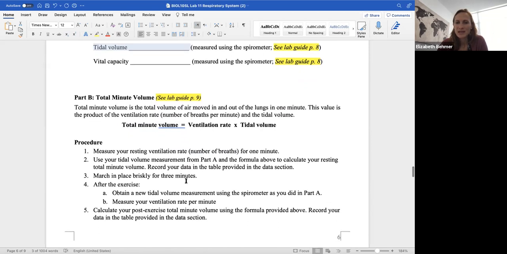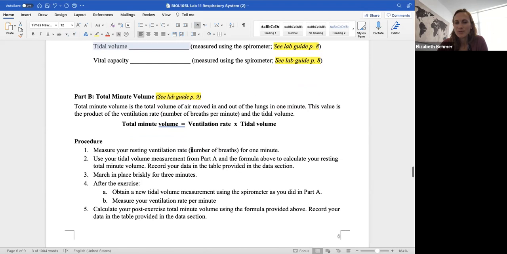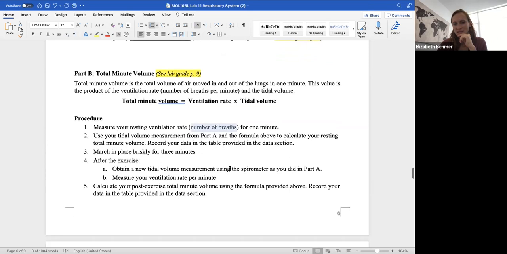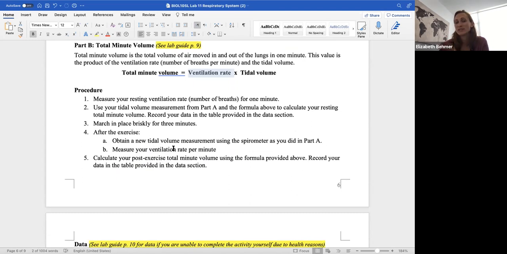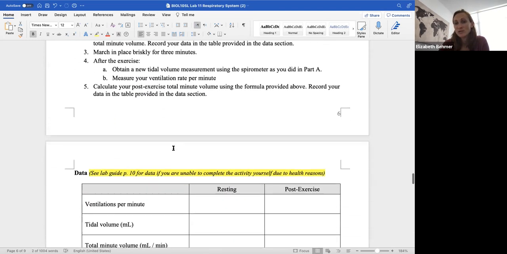You'll record your data in the table provided, and ventilation rate is the number of breaths per 1 minute. In and out is 1 breath, and you'll count that for 1 minute. You'll march briskly in place for 3 minutes. You'll obtain a new tidal volume measurement using the spirometry as you did in part A, and you'll measure your ventilation rate per minute. You're always going to have the same tidal volume, but you're going to change your ventilation rate to get your total minute volume, and you'll calculate your post-exercise total minute volume using the formula provided above.